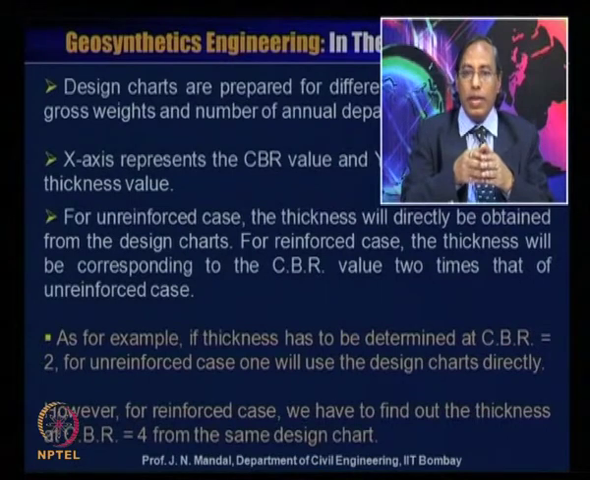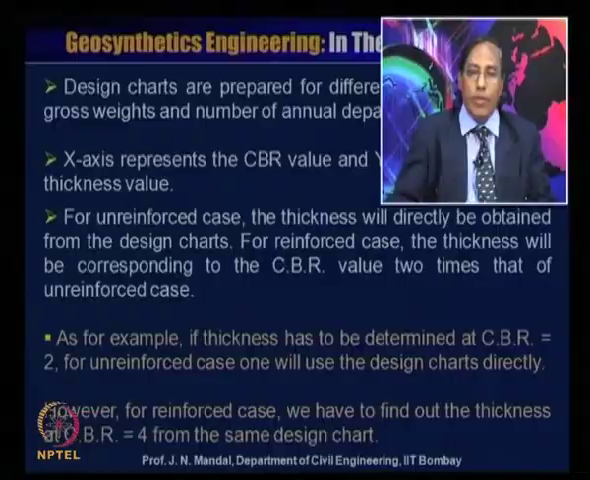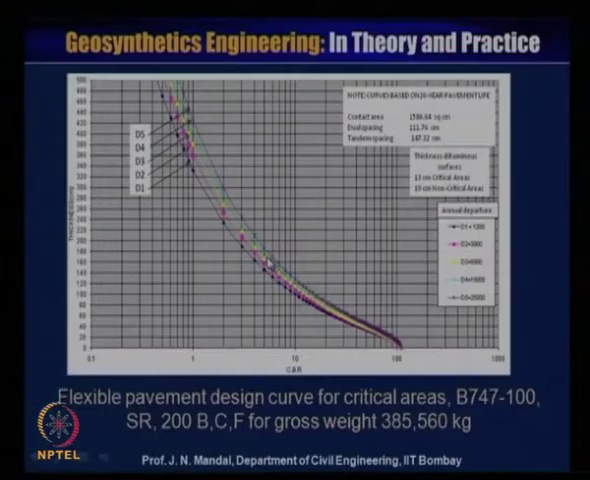As an example, the thickness has to be determined at a CBR equal to 2. For the unreinforced case, one will use the design chart directly. However, for the reinforced case, we have to find the thickness at CBR equal to 4 from the same design chart. Here you can see the design chart, this is the flexible pavement design curve for the critical areas, that is B747-100 and SR 200 BCF for a gross weight of 385,560 kg, this is the annual departure, and this is the thickness of the pavement.